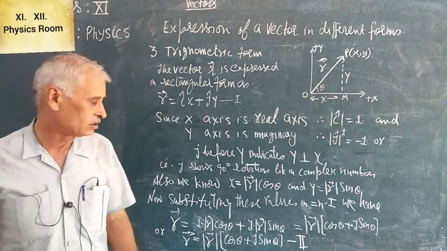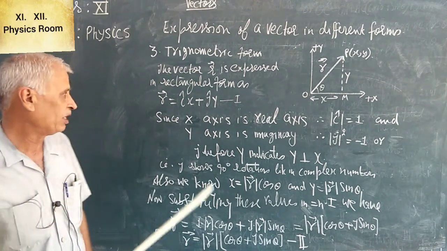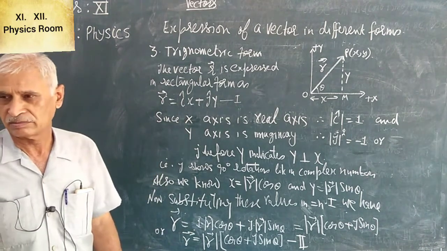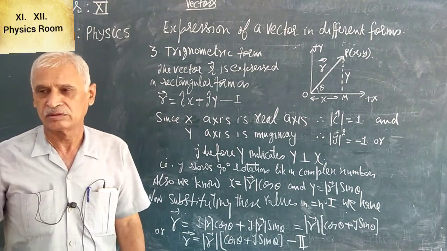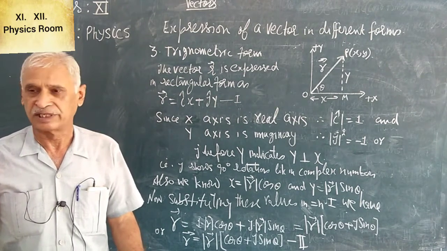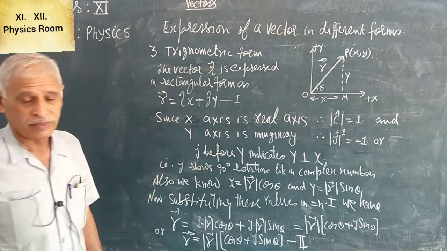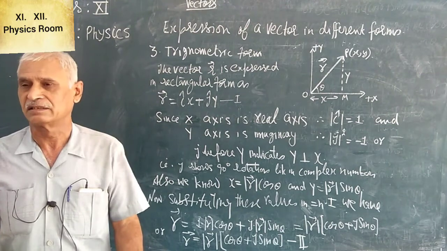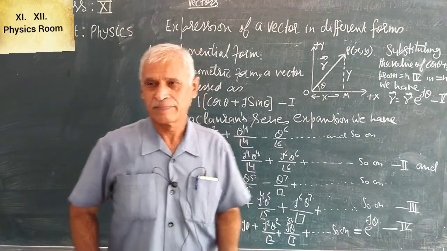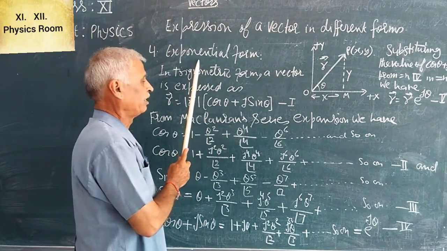So this is the expression in trigonometric form of the same vector for which we had an expression in rectangular form as well as in polar form. Now we come to the fourth form, the expression of vector. In the fourth form, we call it the exponential form of a vector. So how can the vector be expressed in exponential form? Let us see.